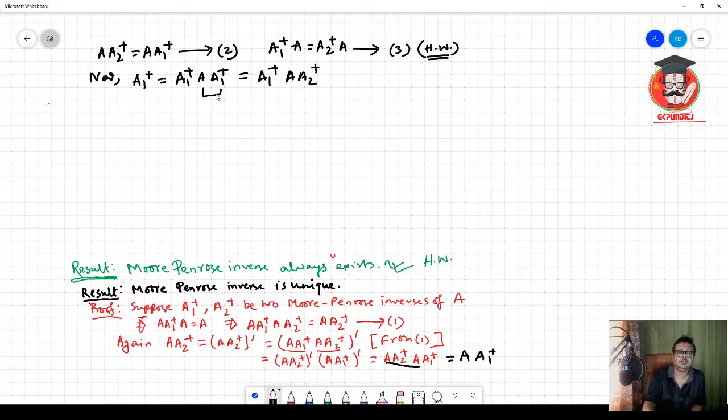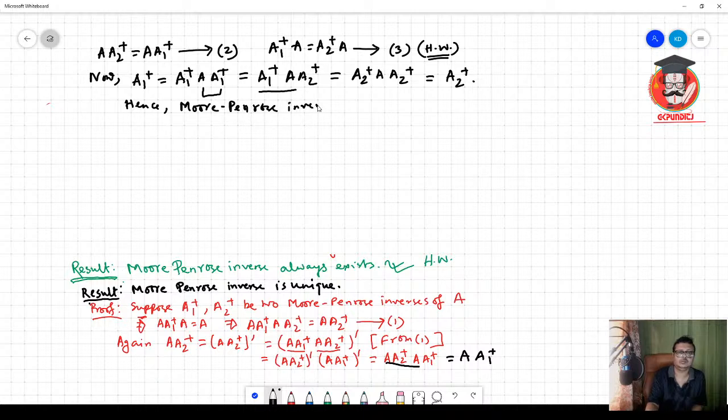So using result 3, this equals A2 plus A A2 plus, so this is equal to A2 plus. Hence our assumption is wrong. Moore-Penrose inverse is unique. So please tell me if you have any doubt.